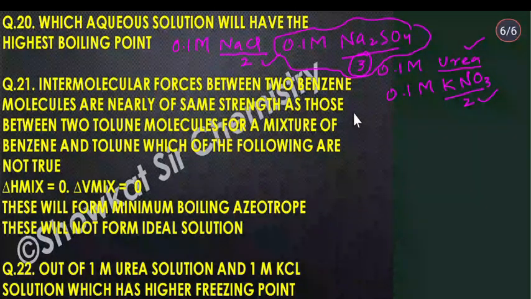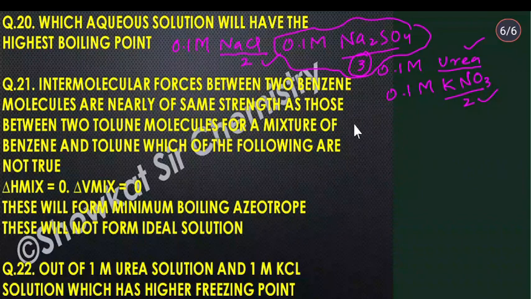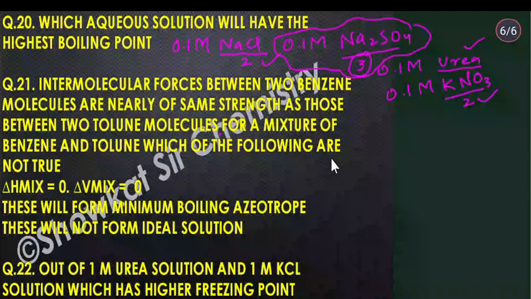Next is that intermolecular forces between two benzene molecules are nearly of same strength as those between two toluene molecules. Then the question is that for a mixture of benzene and toluene, which of the following are not true? So you have to remember that here the question is which is not true. First of all, you will see here we are having benzene and toluene. Both are non-polar and they will resemble each other. This is the benzene and this is your toluene, that is the methyl benzene.